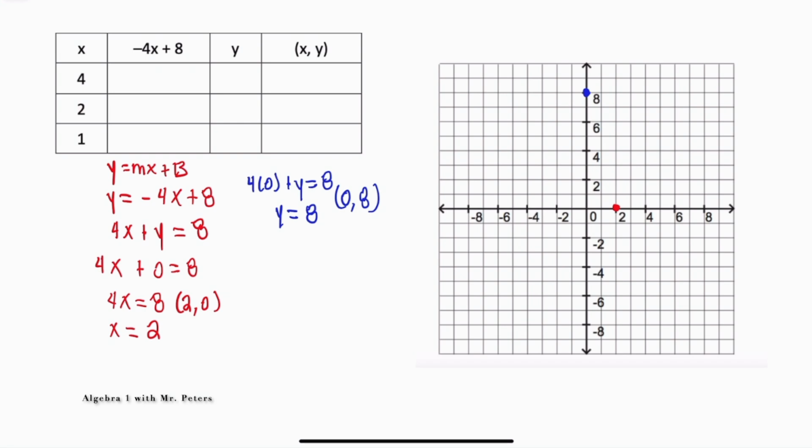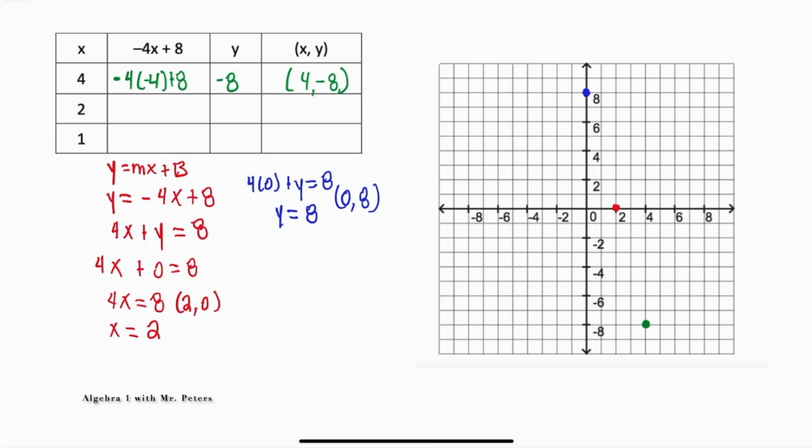Now, if we focus on the table and we substitute, we could also graph using this method as well. So let's say we go in and we substitute for x. And in this problem, I should say, they gave us the x's. So negative 4 times x, which is just positive 4, plus 8. So that's negative 16 plus 8. We know that's negative 8. We're talking about the ordered pair (4, -8). So when we plot this on our graph, that's going to be right here.